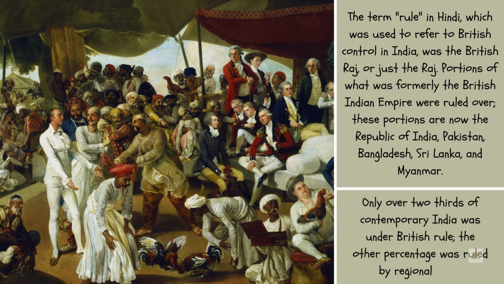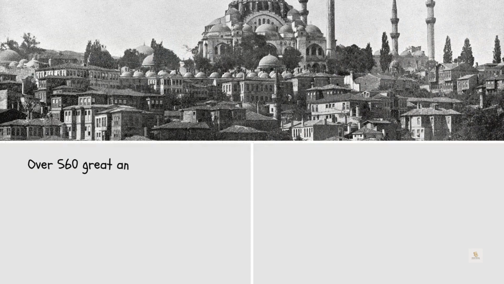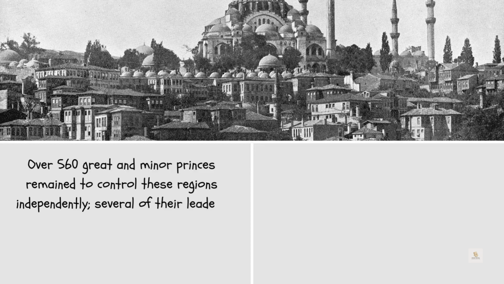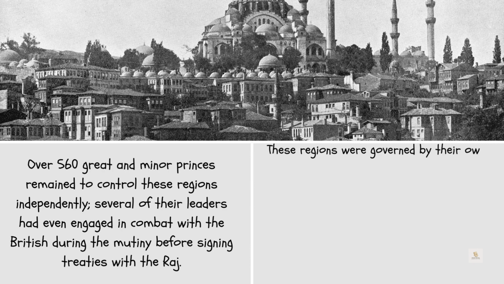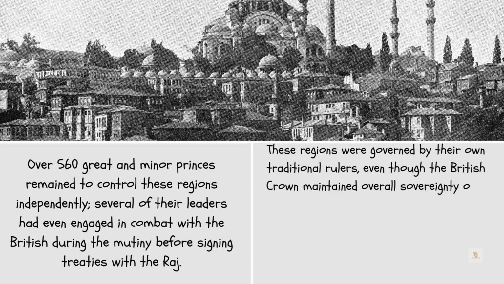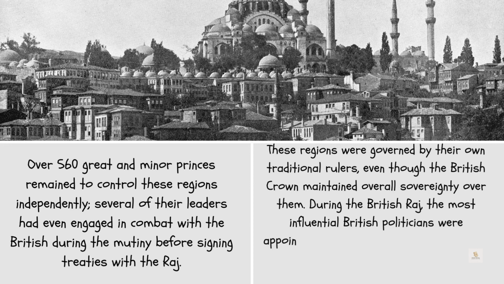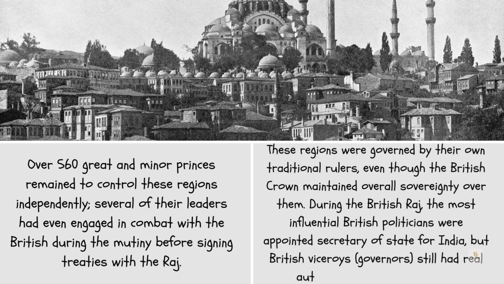The other percentage was ruled by regional kings. Over 560 great and minor princes remained to control these regions independently. Several of their leaders had even engaged in combat with the British during the Mutiny before signing treaties with the Raj. These regions were governed by their own traditional rulers, even though the British Crown maintained overall sovereignty over them. During the British Raj, the most influential British politicians were appointed Secretary of State for India, but British viceroys and governors still had real authority over Indian politics.